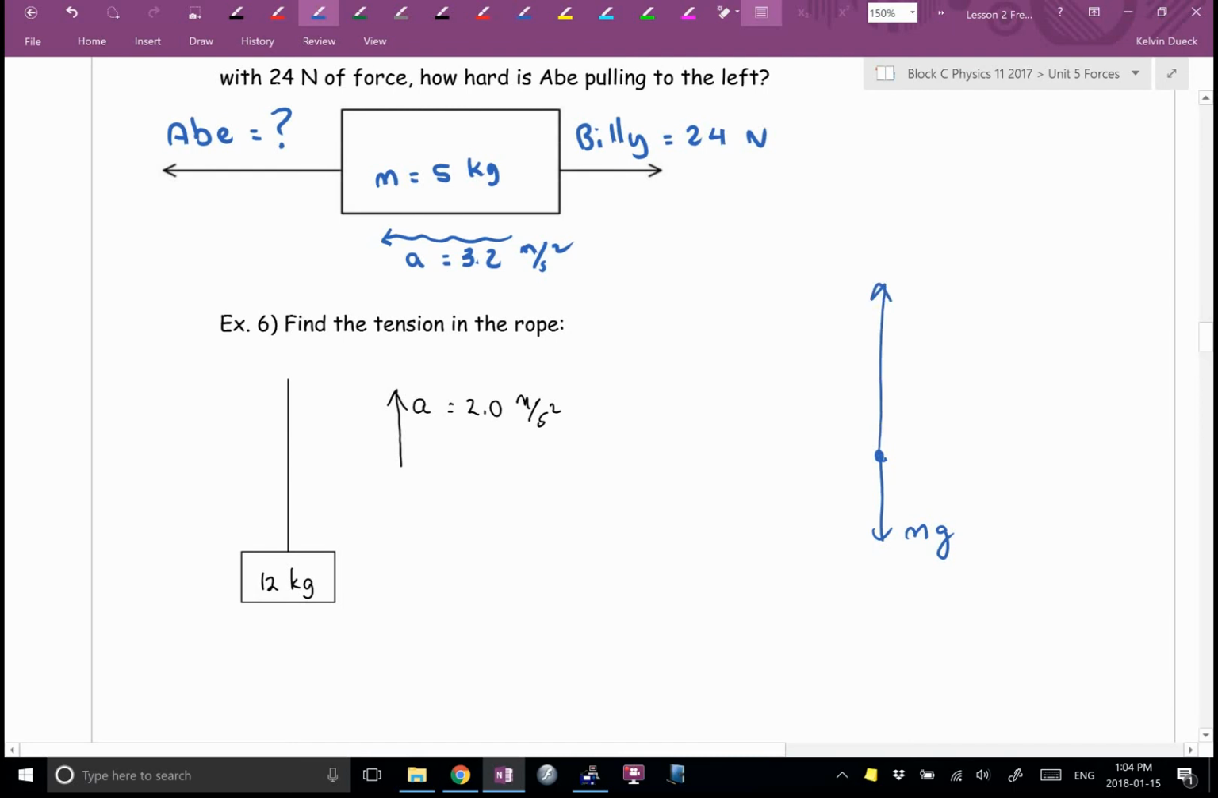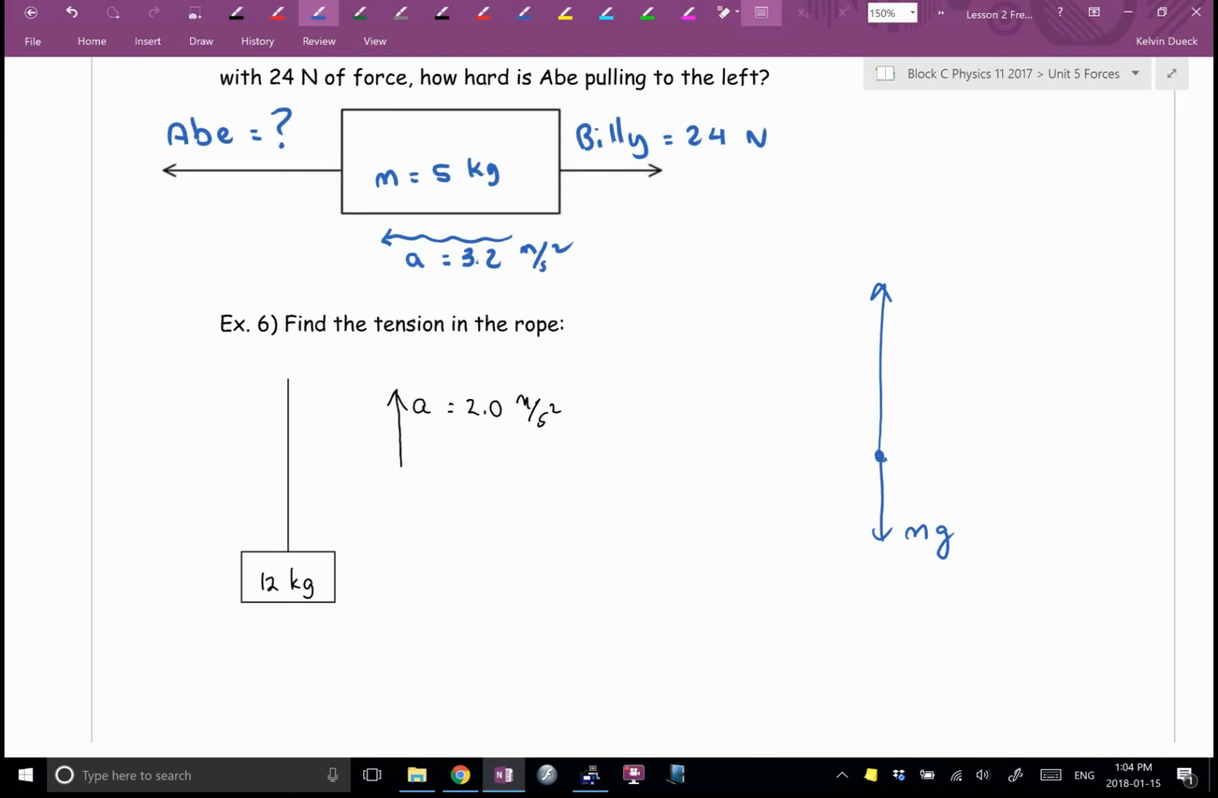I'll exaggerate it so it catches my eye. What force is that? It's the rope. What do we call the force from the rope? I'll give you a hint. It's what we're being asked to find.